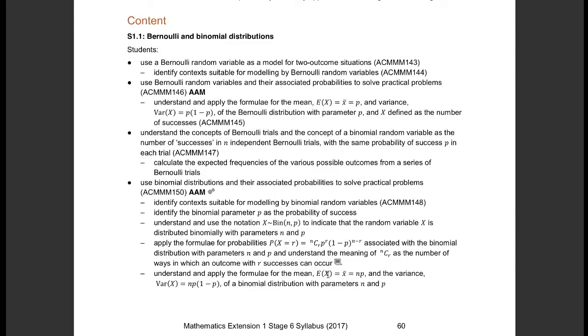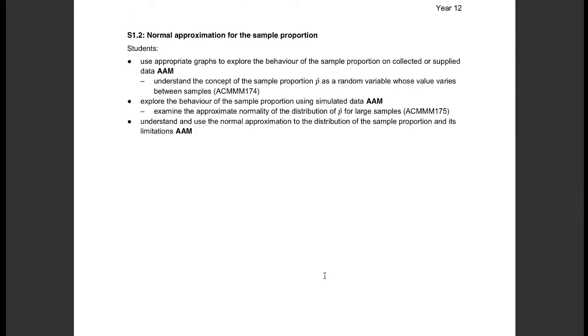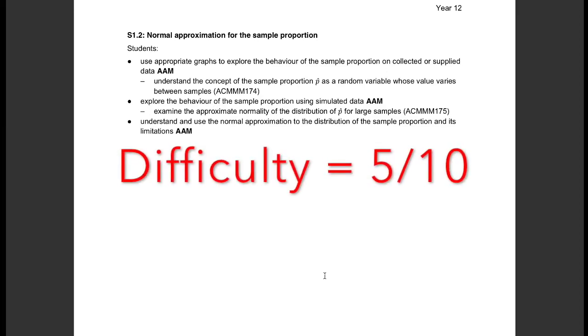We will be able to look further upon our understanding of the mean and variance, and then go into normal approximation for sample proportion. This is quite interesting because this is actually how the ATAR is calculated, because everyone is put on a normal scale. This is something which we'll get into later in the course. I rate the binomial distribution as a 5 out of 10 for difficulty.